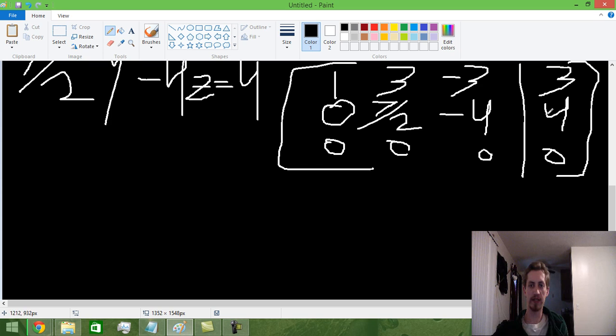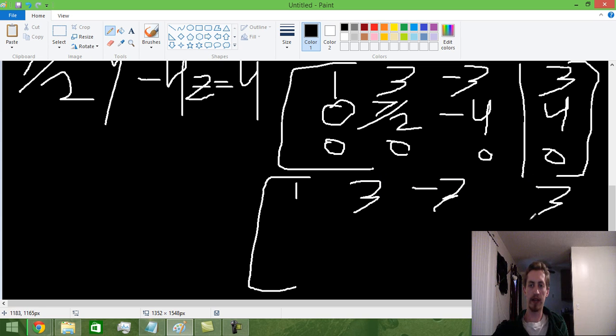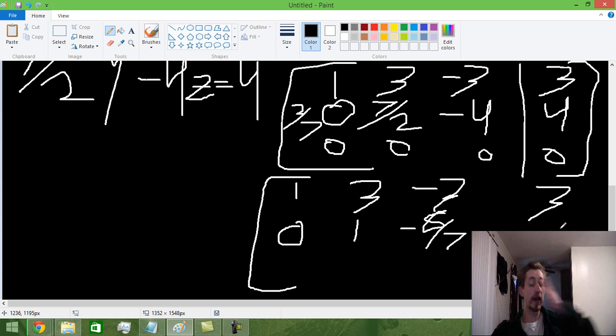So if we multiply this by 2/7, we're going to get 1, 3, minus 3, and then 3 again. Now, multiplying that middle row by 2/7 all the way across is going to give us 0, because 0 times anything is 0. We're going to get a 1 here. We're going to get negative 8/7 here. Then we're going to get 8/7 here.